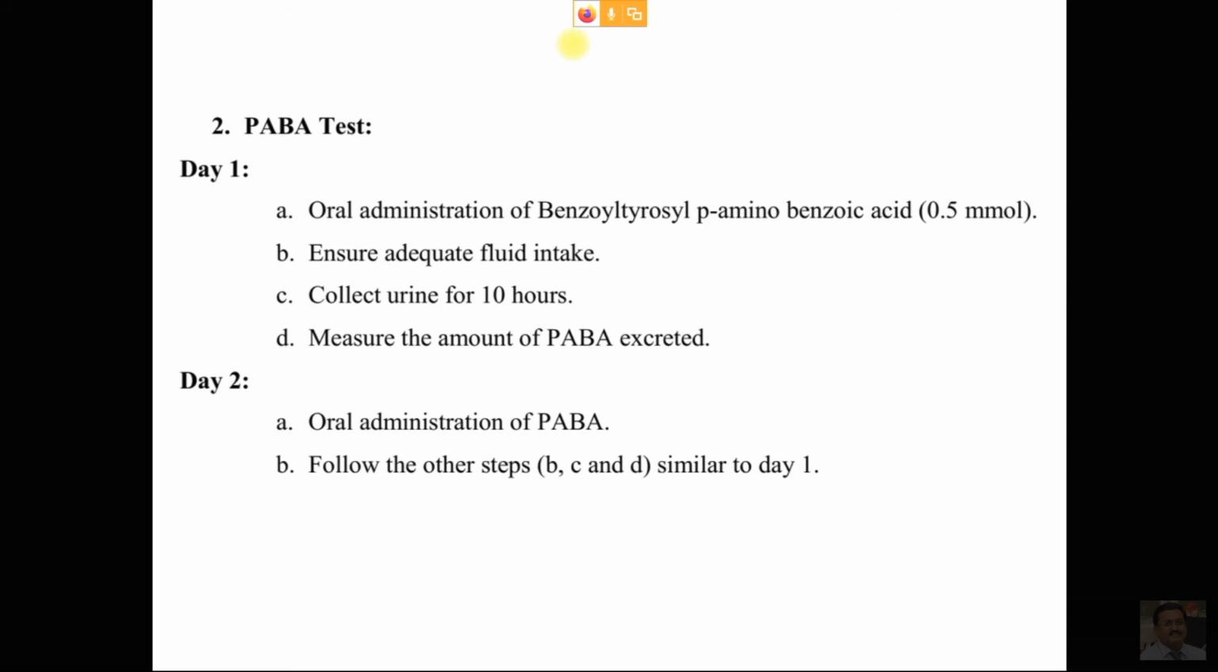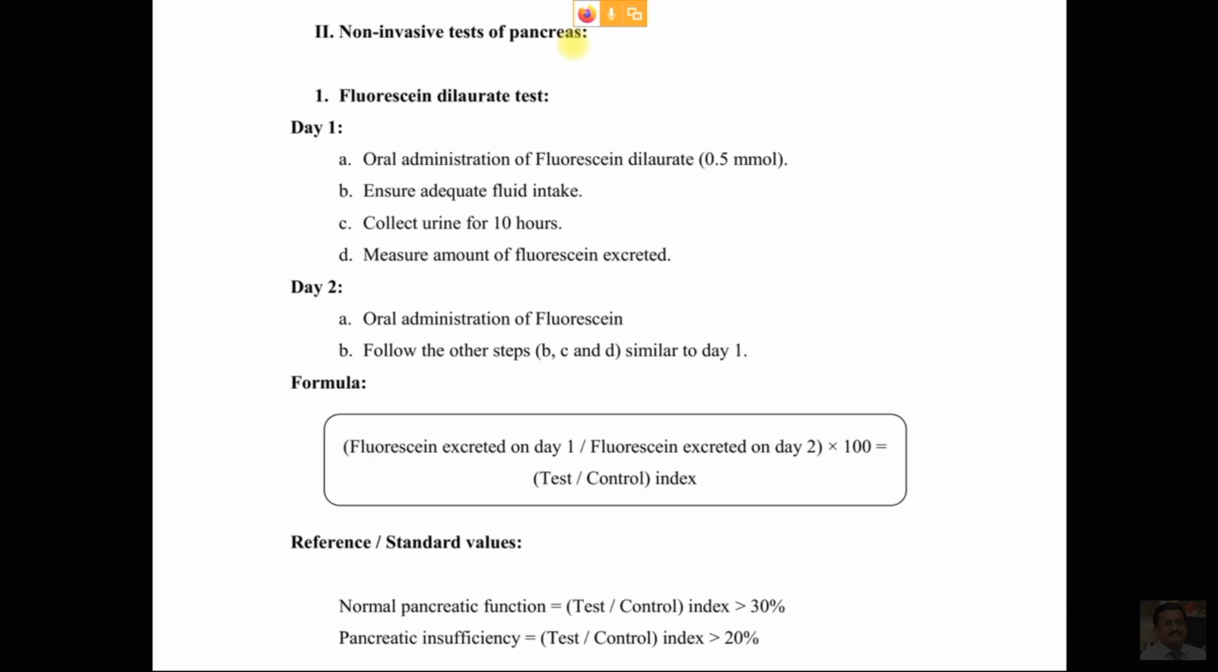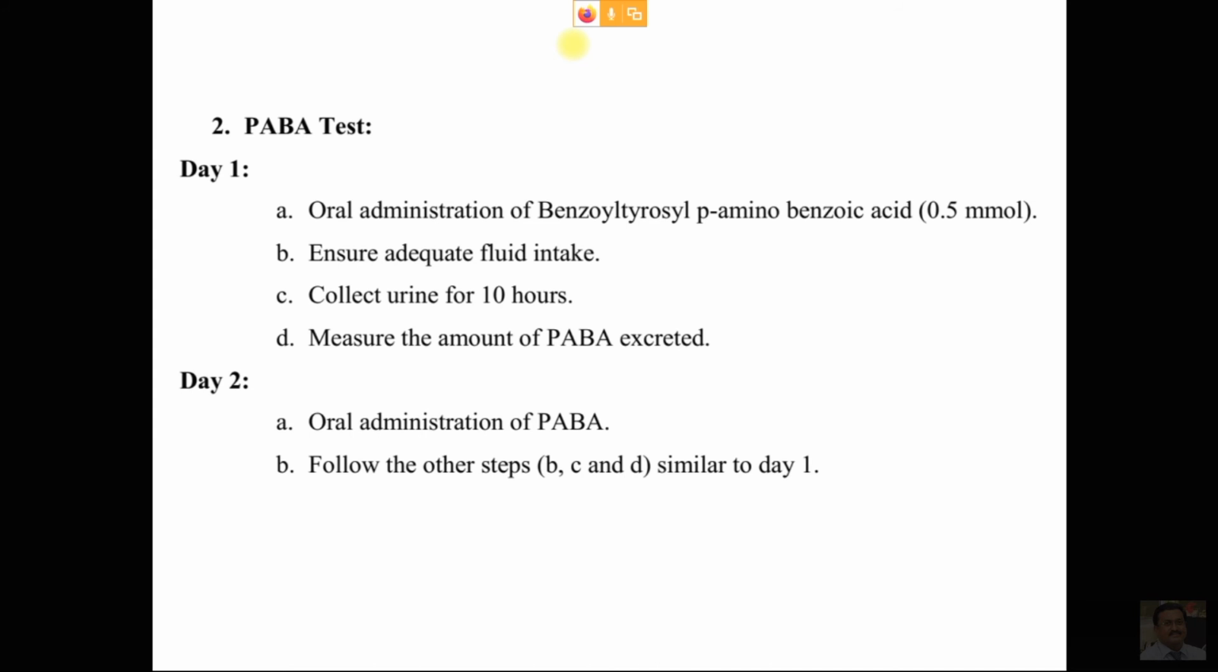Benzoyl tyrosyl para-aminobenzoic acid means para-aminobenzoic acid is the testing substance, and it is combined with benzoyl tyrosyl. Benzoyl tyrosyl is an amino acid moiety attached to the para-aminobenzoic acid. Here we are going to evaluate the function of the pancreas by means of the protein hydrolyzing enzymes. What are the protein hydrolyzing enzymes of the pancreatic juice? We have trypsin and chymotrypsin. The first test used the enzyme lipase function. The second one is the PABA test, using the activity of the proteolytic enzymes, trypsin or chymotrypsin.